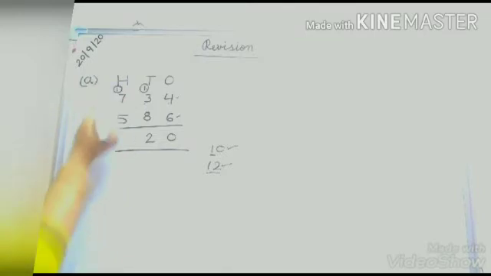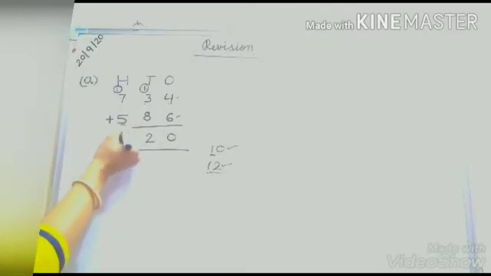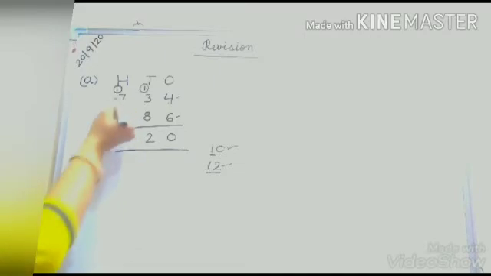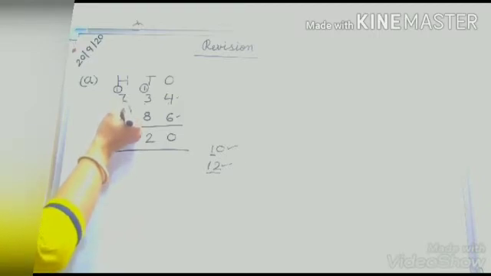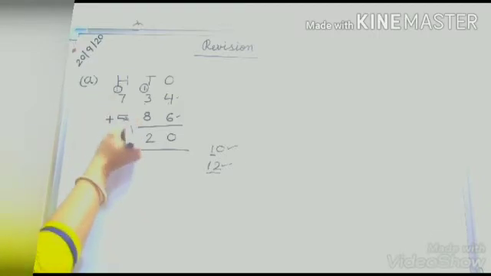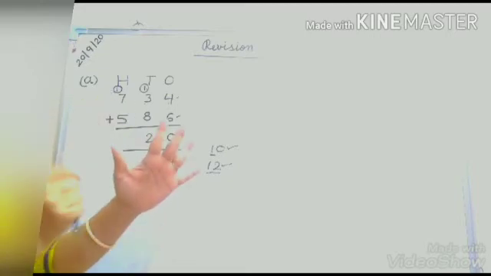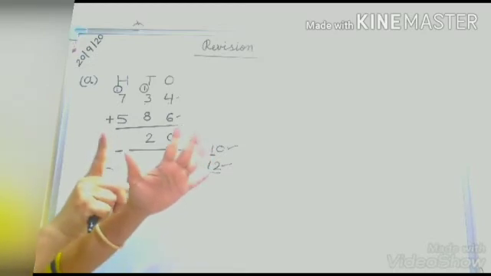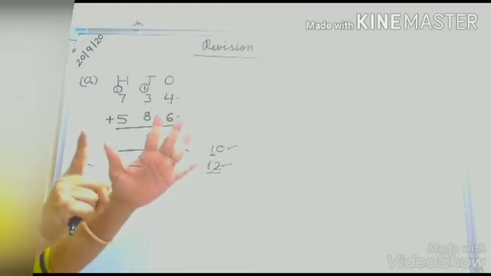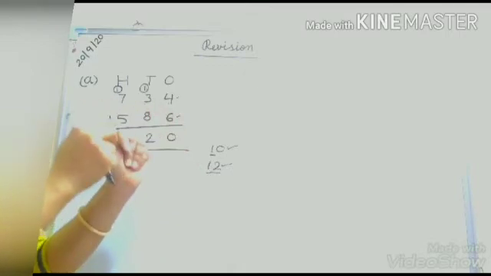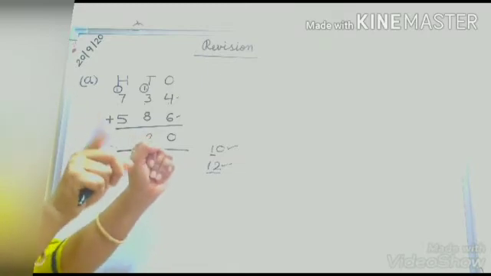Now at hundreds place the digits are 1, 7 and 5 and we have to add all these. So what we do? First we keep the bigger digit in our mind, that is 7, and now we take out fingers equal to the smaller number, that is 5, and one more, that is 1. Okay. Now what we will do? After 7 we start counting, that is 8, 9, 10, 11, 12 and one more 13.